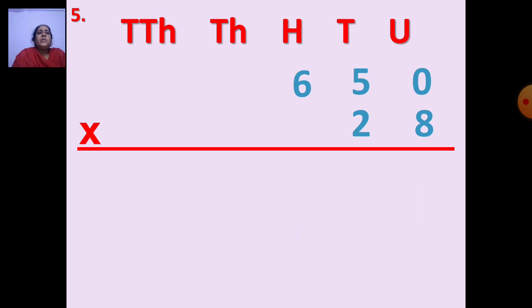Now we will do the next sum. See the question. 650 multiplied by 28. Now we will start from the units place. That is 8 multiplied by 0. 8 zeros are how much? Any number multiplied by 0, what is the answer? 0. Now we will multiply 8 with 5. Okay. 8 5s are 40. So 0 will come down. 4 will go in the hundreds place.